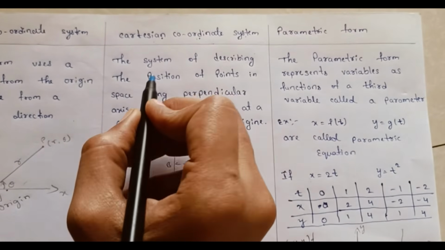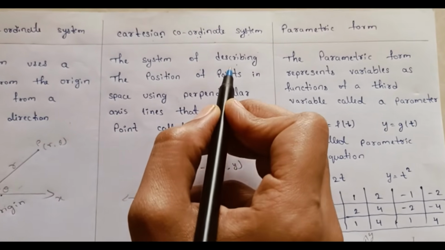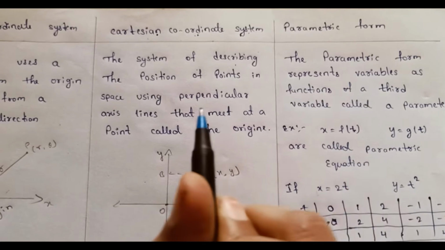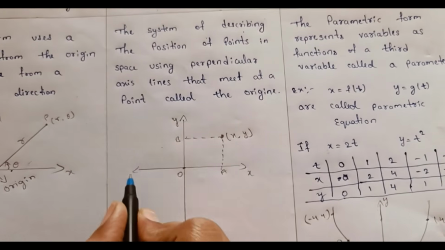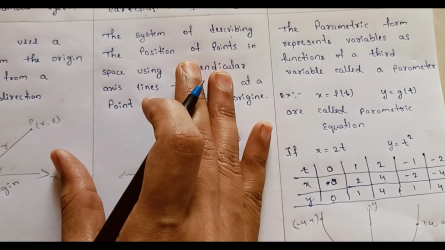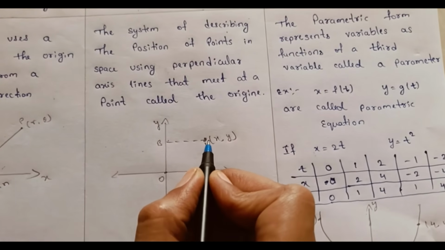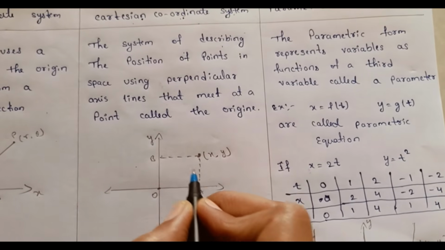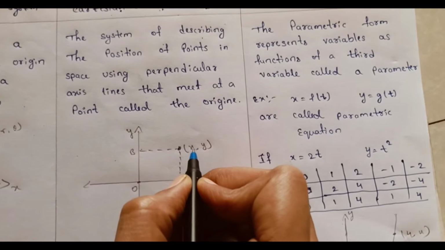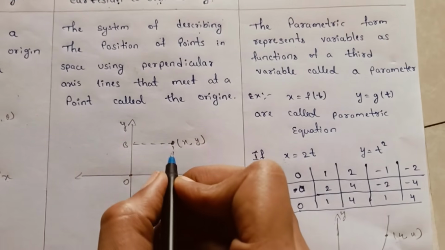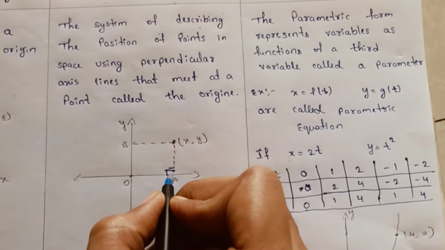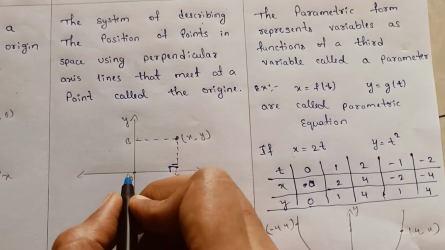The Cartesian coordinate system is a system of describing the position of a point in space using perpendicular axis lines that meet at a point called the origin. See the diagram. The position of a point in this Cartesian coordinate system is described by the vertical axis and horizontal axis. Here one point is described as the Cartesian coordinate x comma y. These two lines form a perpendicular angle.